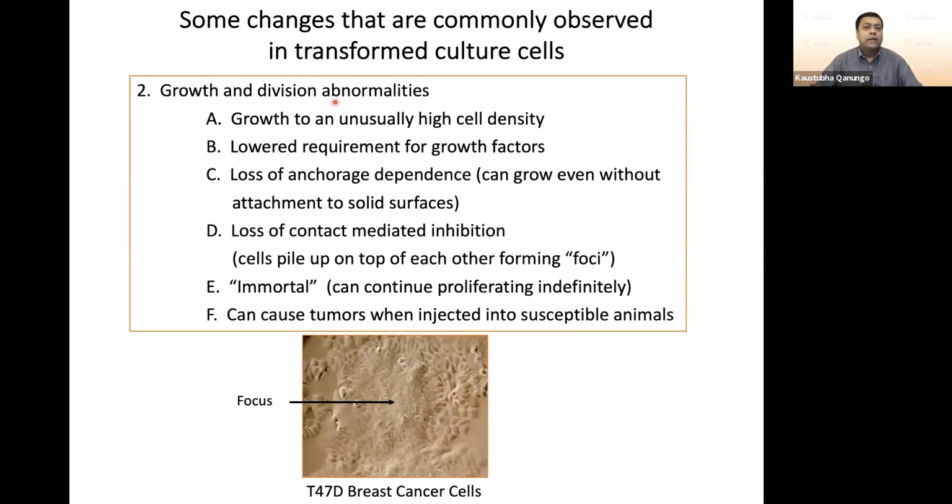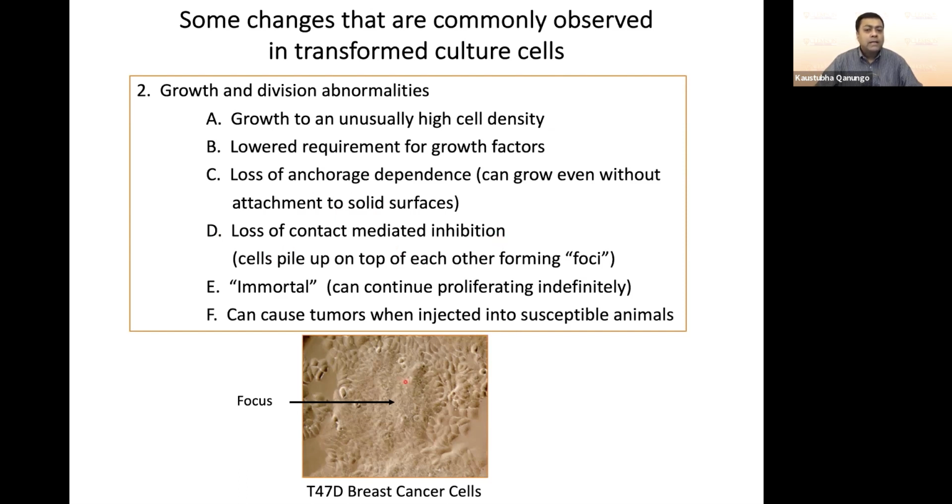The next one is, of course, the growth and division abnormality. And here, the growth to an unusually high cell density, there is no contact inhibition, lowered requirement for growth factors. So we have already seen that the normal cell needs the serum, which is full of these growth factors. Those are not even needed for the cancer cells. And loss of anchorage dependence: they can grow even without attachment to a solid surface, that we have just seen, and loss of contact mediated inhibition.